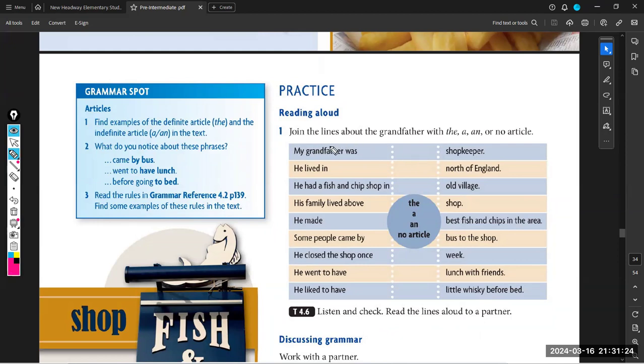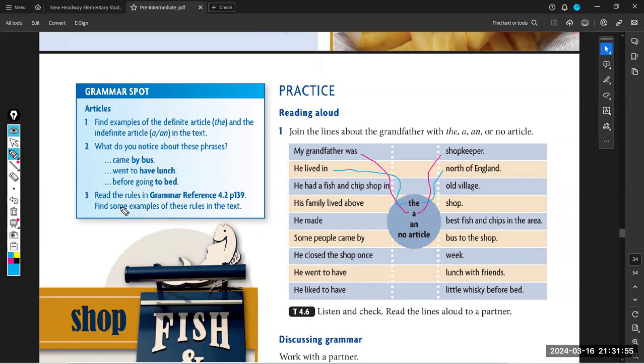The exercise is saying I have to join the sentences using the articles the, a, an, or maybe no article at all. Okay, let's start from number one. My father was shopkeeper. Bravo. My father was a shopkeeper. Now he lived in north of England. In the north, bravo. The north. He lived in the north of England.